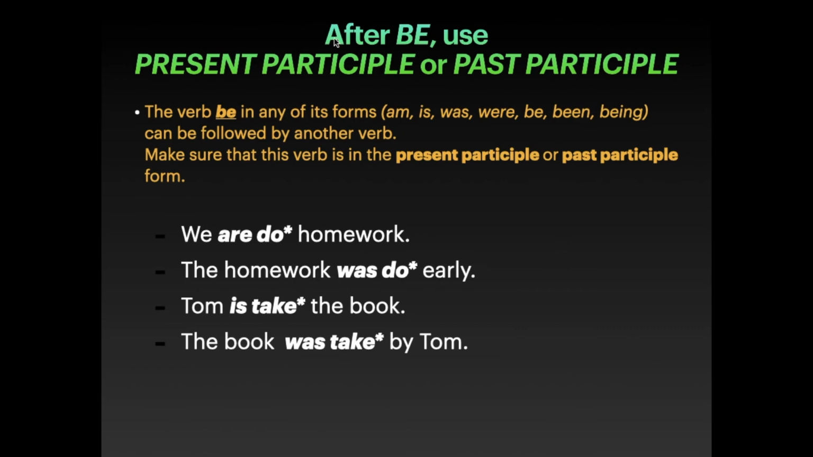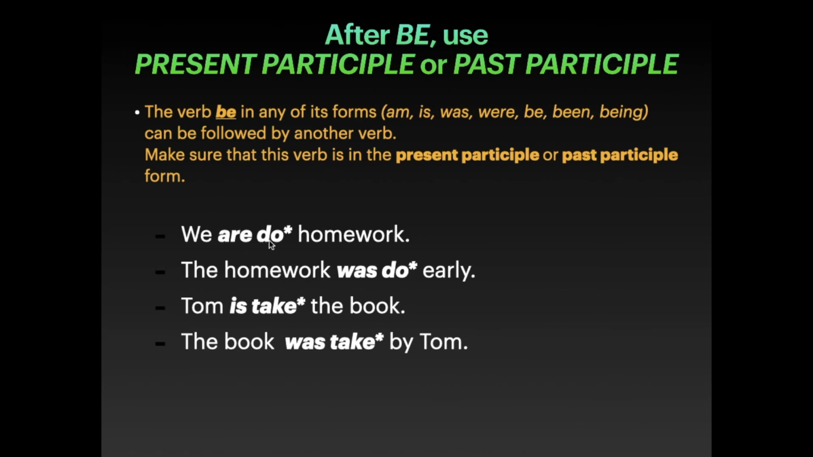Next we have, after verb to be, use present participle. Dijimos que son los que terminan en ing or past participle. Okay, so the verb be in any of its forms, is, was, were, be, been, being, can be followed by another verb. Cuando está acompañado de otro verbo, el verbo que le acompaña tiene que estar en past participle o en present participle. So here we have we are do homework.